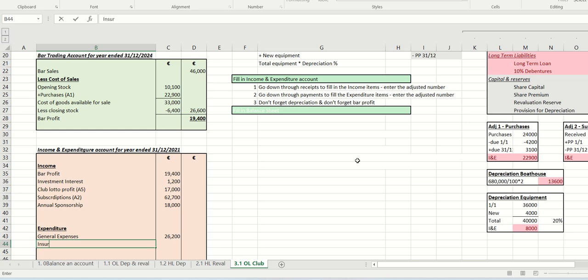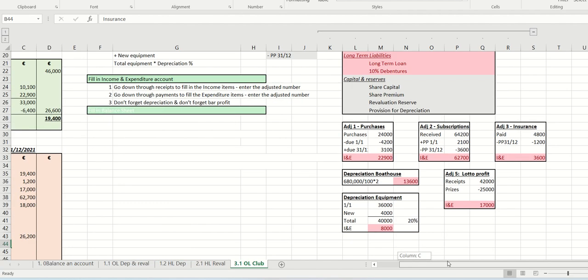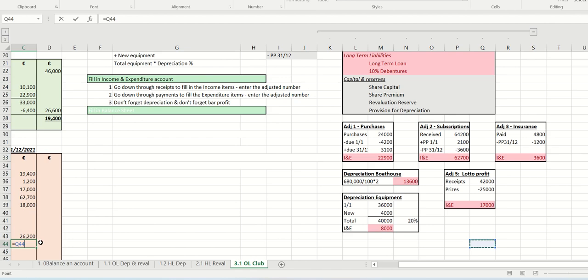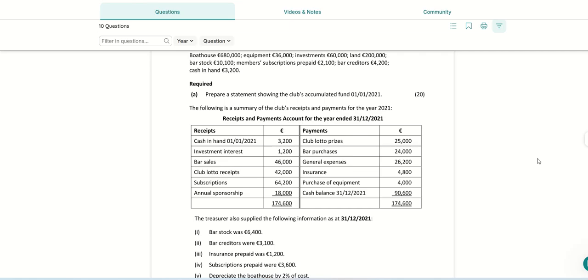Insurance. So again, we have an adjustment going on with insurance. So go over here, it's adjustment number 3. So we're going to just write that here beside it. And we're going to bring in our adjusted number. So always the adjusted number, because that is the number for the full year. And that's what has to go into income and expenditure.